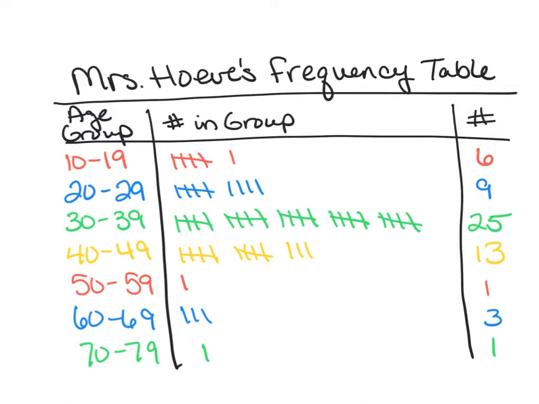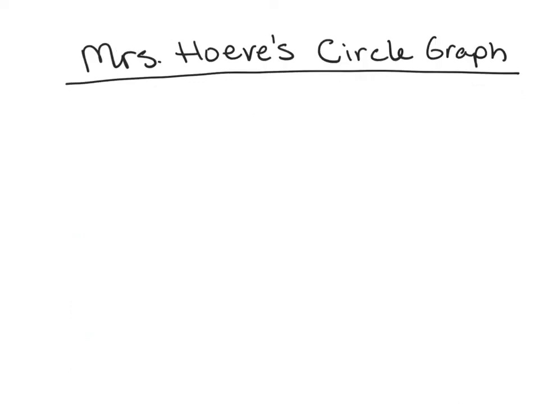And I'm actually going to make 2 different graphs. The first graph I'm going to make is a circle graph. In order to do a circle graph, I have to know how many degrees each of my categories will do. So I started with my 10 to 19-year-olds. I had 6 divided by my total, which is 58. That gave me 10%, which gives me 36 degrees. That's going to come in handy.